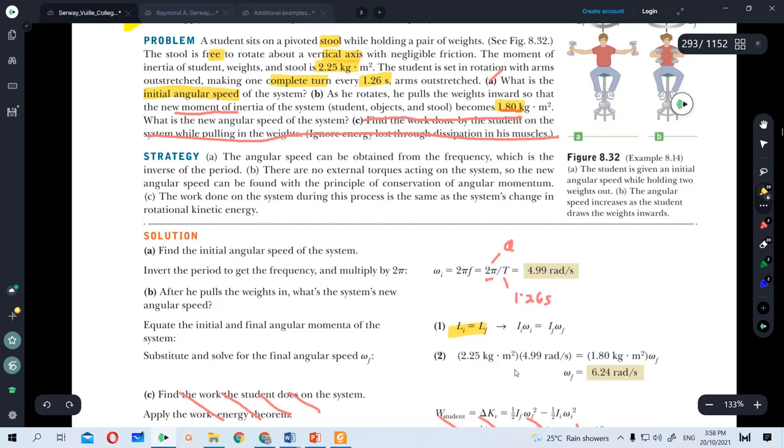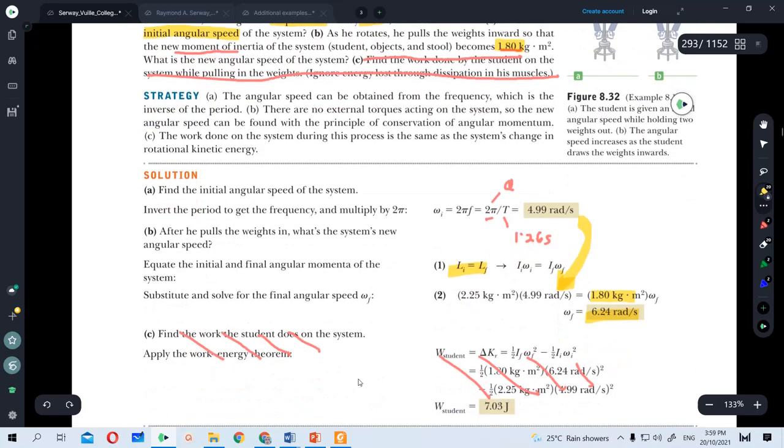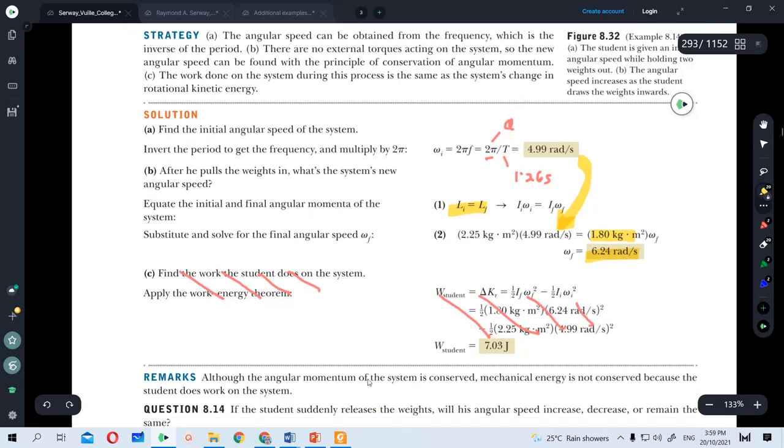So look at how they substitute. If you understand properly what I and omega are from what you have calculated earlier, then you can now calculate the new omega due to the change of the moment of inertia. Alright, for C, ignore it, it's not within the syllabus.